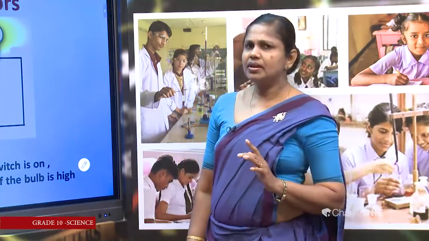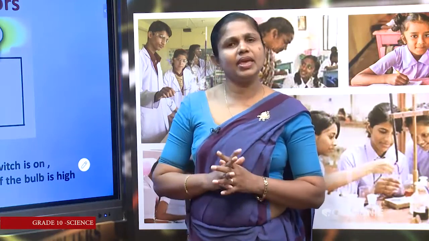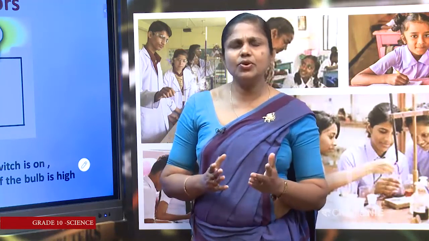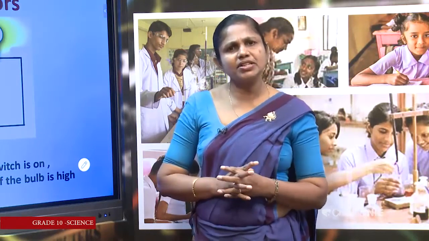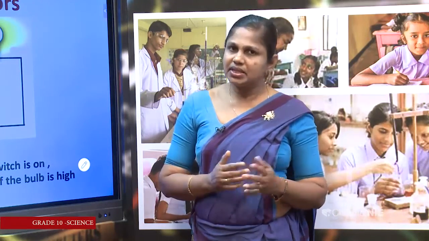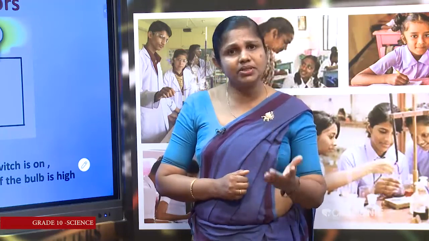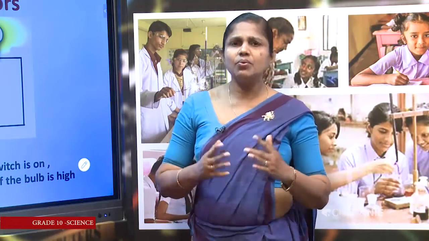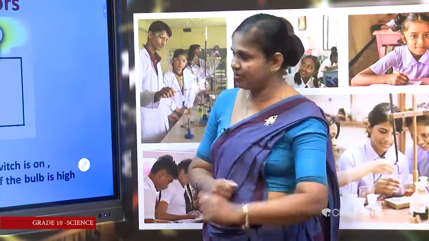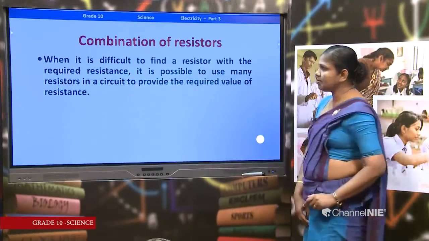Before that, just think about this, children. Why do we combine resistors? Why do we use more than one resistor in a circuit? If the resistor provides a barrier for the current flow, if it is an obstacle for the current flow, why do we use these resistors? This is the reason. Right, children, look at here.